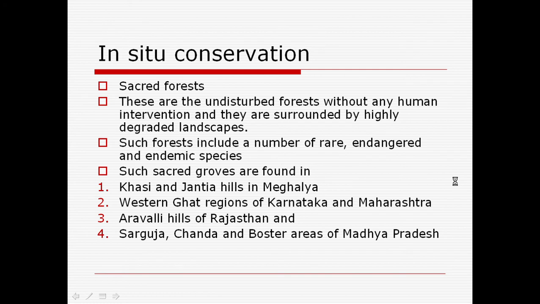In situ conservation, we also have sacred forests. These are undisturbed forests without any human intervention, and they are surrounded by highly degraded landscapes. Such forests include a number of rare, endangered and endemic species. Such sacred groves are found in Khasi and Jaintia hills in Meghalaya, Western Ghat regions of Karnataka and Maharashtra, Aravalli hills of Rajasthan, and Sarguja, Chanda and Bastar areas of Madhya Pradesh.